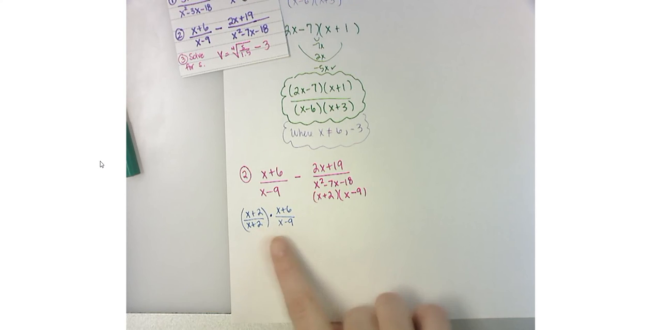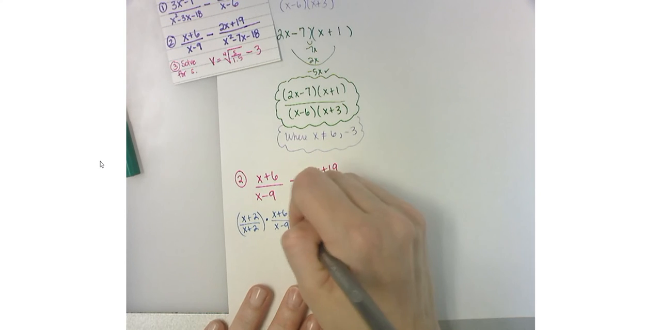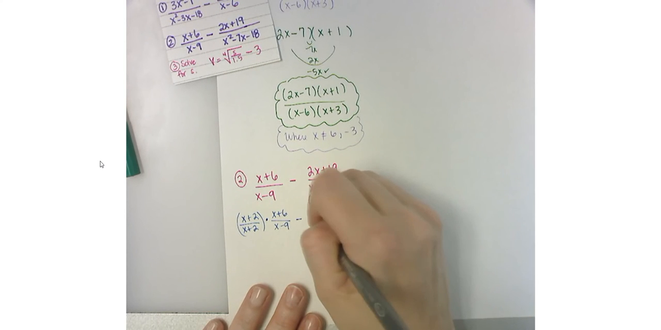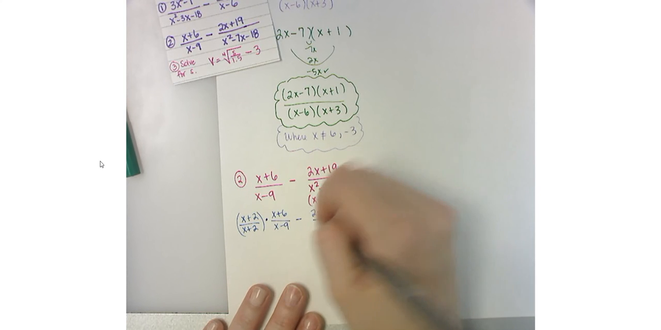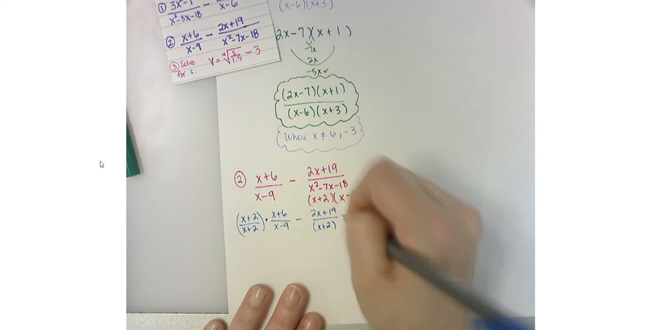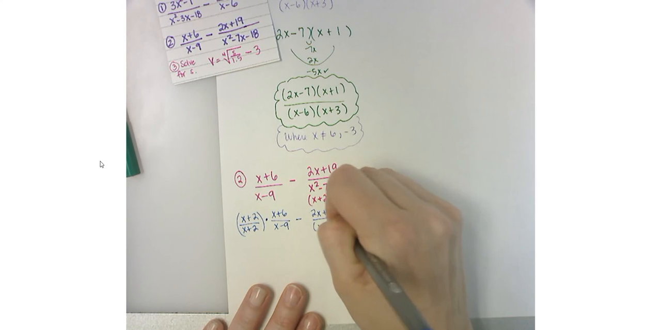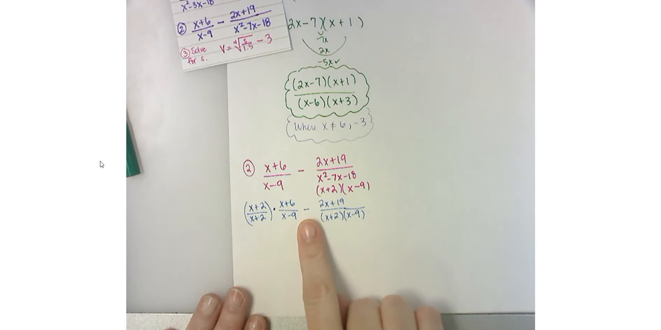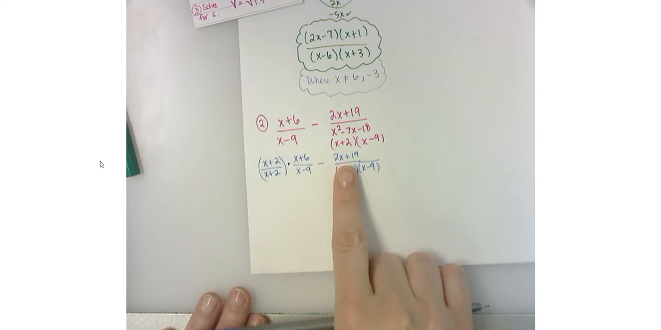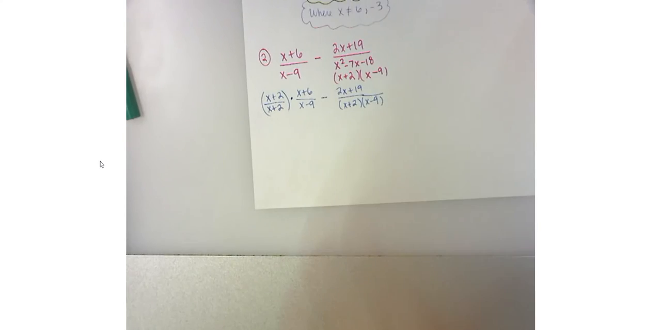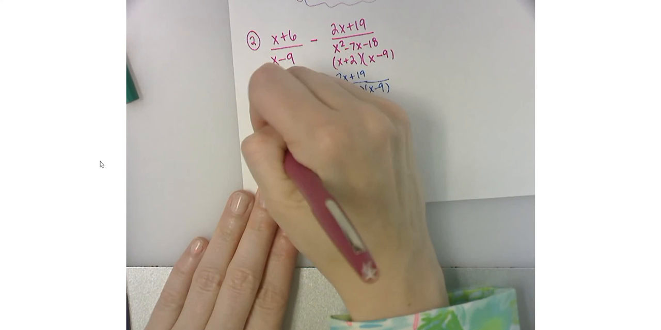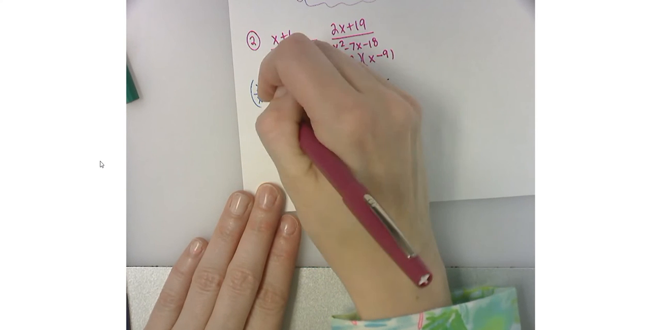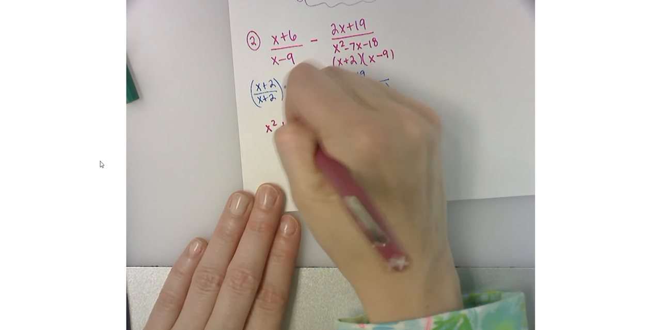Now, even though we're multiplying on this side, that doesn't mean we don't have to think about this minus here, okay? Because the minus is applied to everything behind it. All right, so then when we FOIL on the top, we get x squared. 2x plus 6x is going to be 8x. 6 times 2 is going to be 12. This is minus 2x minus 19. Okay, so be careful.